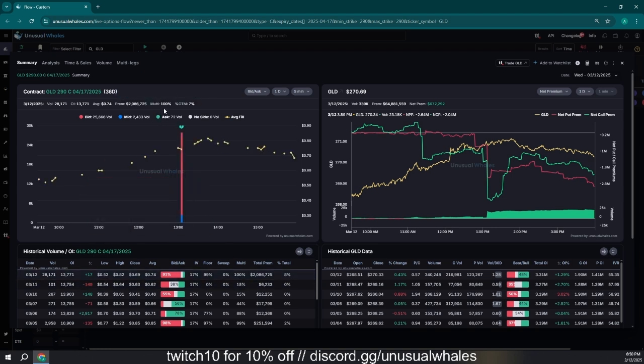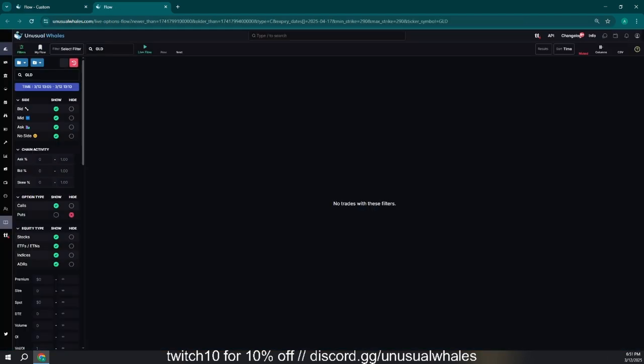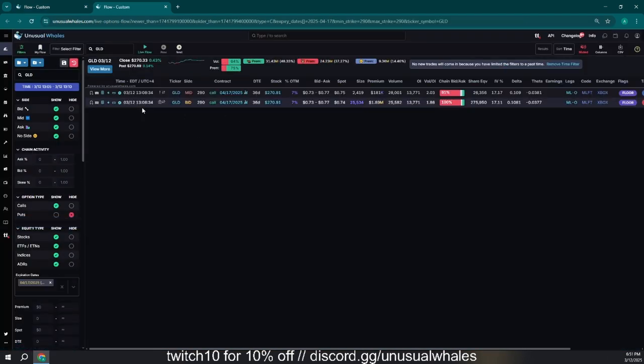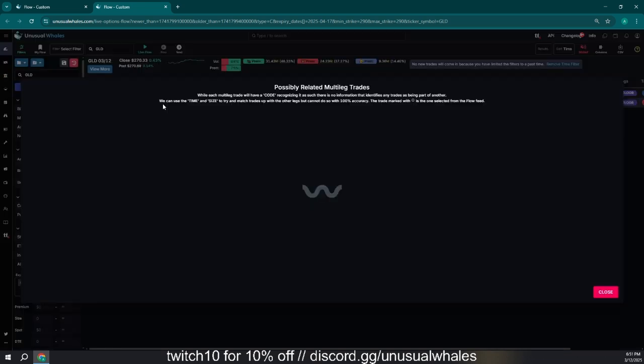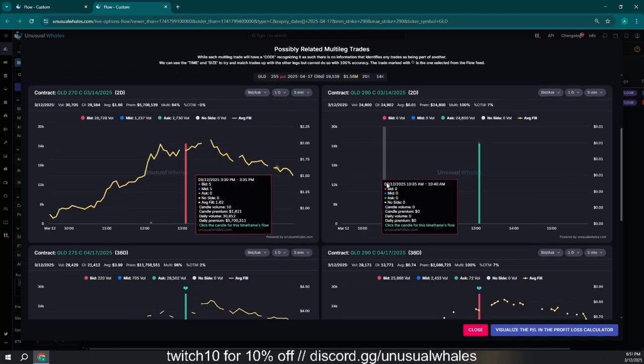This is invaluable information. Multi-leg trades aren't a bad thing, they just need to be looked into a little further. Like here, we see 28,000 bid side calls on a gold ETF, so that alone sounds bearish, right? But quite literally 100% of all activity today on this contract was linked to another stock or option. Clicking the candle will take you to the flow for this specific contract for this specific time period. So let's click into the multi-leg icon to see potentially related trades.